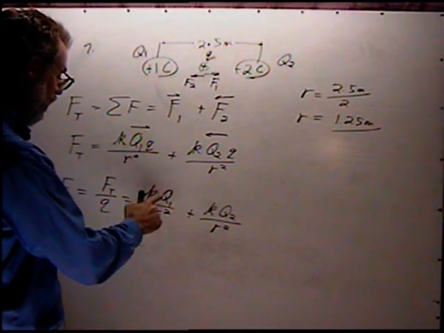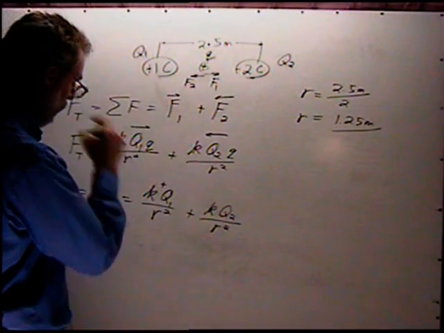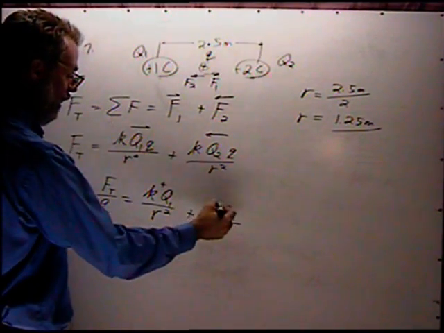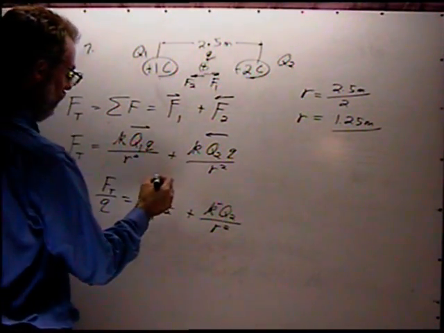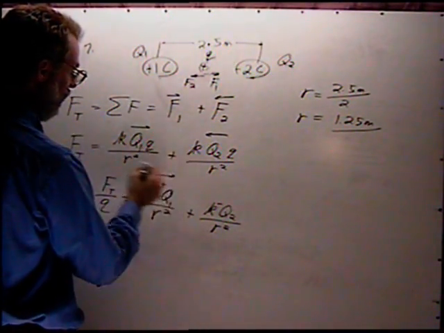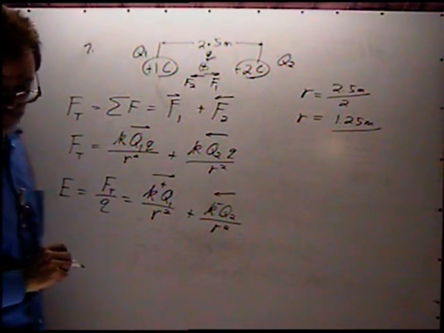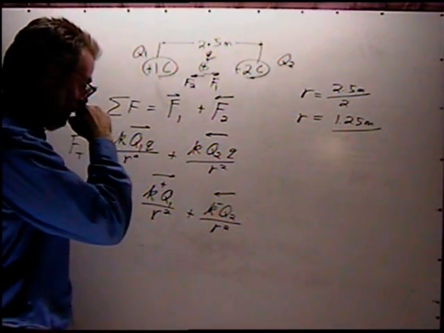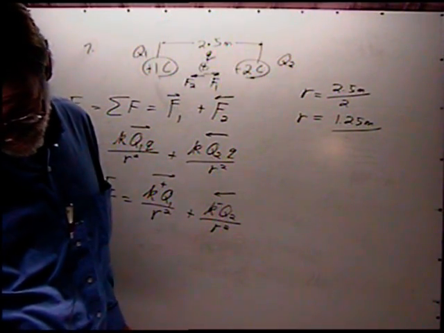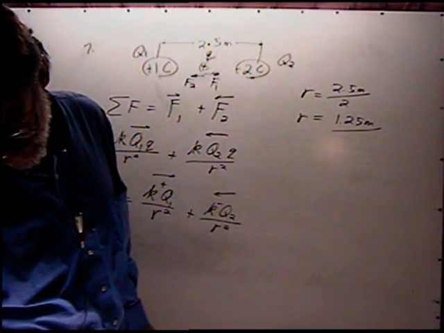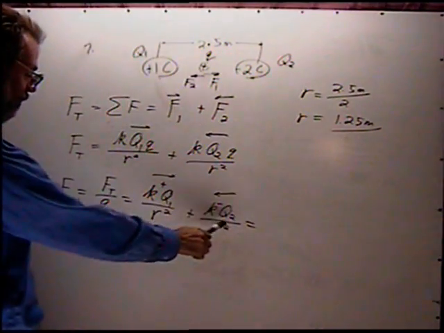Notice that this is a plus charge, and this is a minus charge. A plus charge indicates a force, we're going to say, to the right. A minus charge indicates a force to the left. So the electric field is simply given by this.